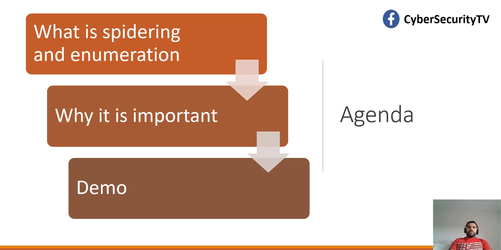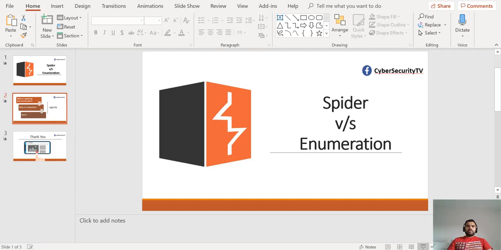So what we're going to do today is, I have built an app. It's not really an app, just a small page where we will see the demo of both. We're also going to see why spidering is not always sufficient, why you should also do enumeration, how they differ, and what advantages spidering provides over enumeration, and vice versa. Let's jump onto our VM and see how it goes.